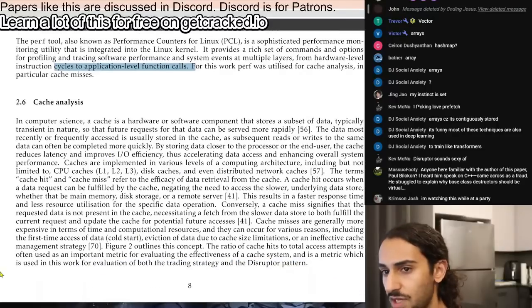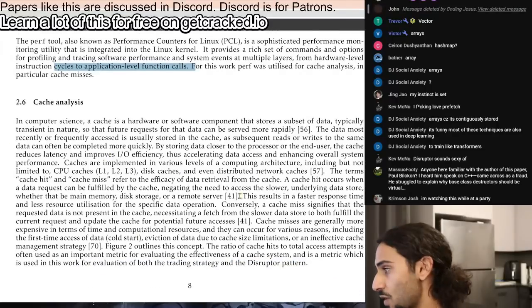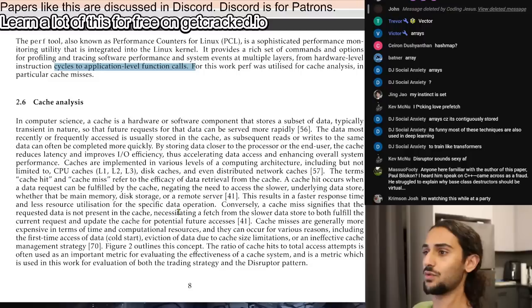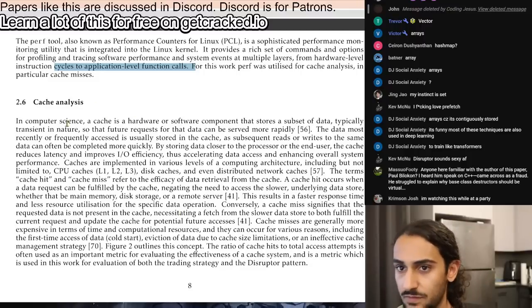Okay, I want to talk about cache analysis because this might be an interview question. Somebody might ask you about this sort of stuff.